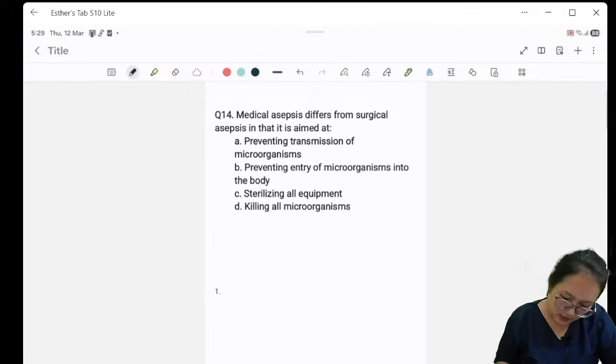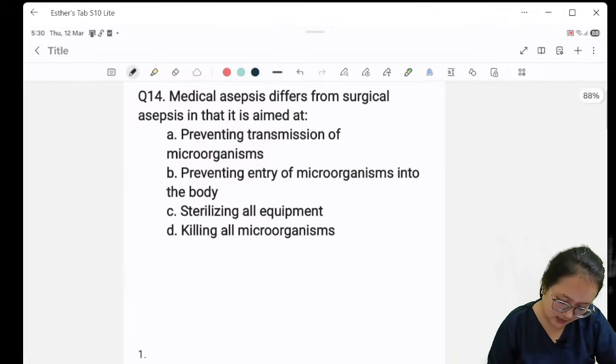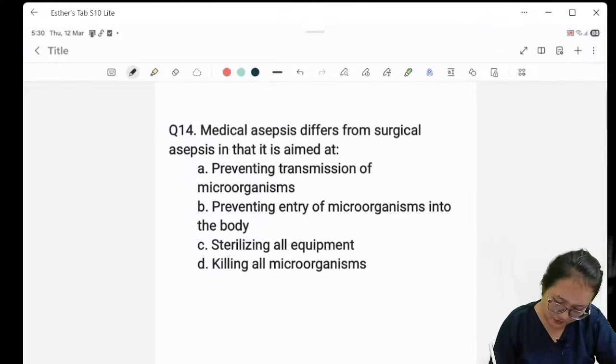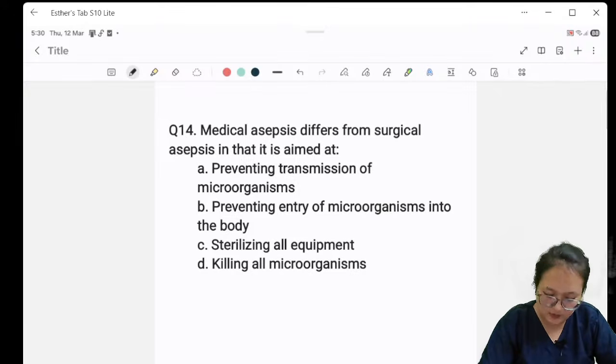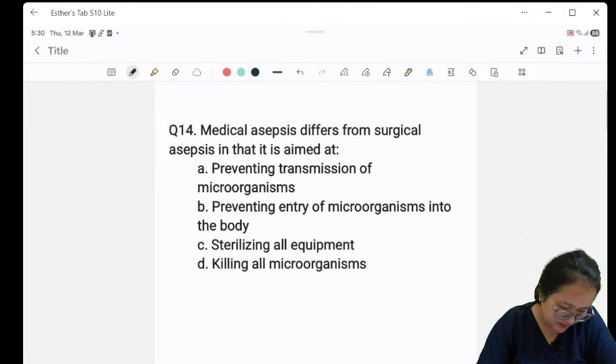Going to the next question: medical asepsis differs from surgical asepsis in that it is aimed at what? A, preventing transmission of microorganisms; B, preventing entry of microorganisms into the body; C, sterilizing all equipment; D, killing all microorganisms. So which will be the right answer?